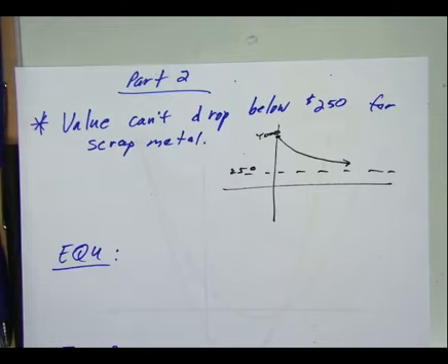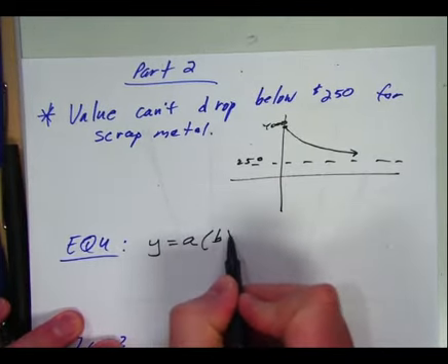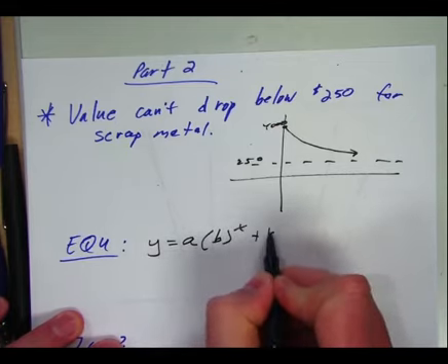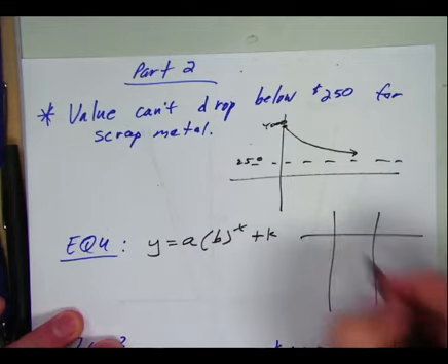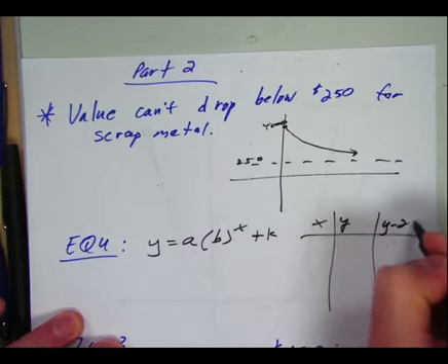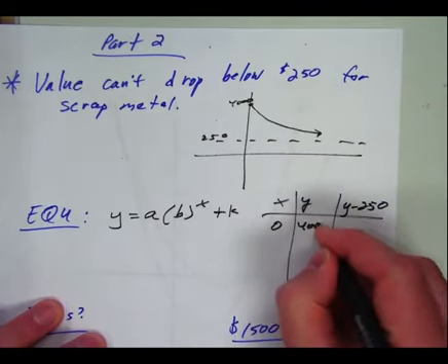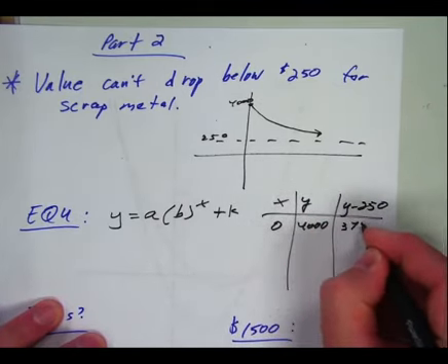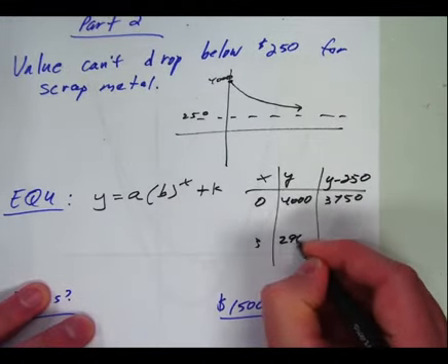If that happens, then that changes my equation because now I'm going to have y equals what it starts at, times what it goes by to the x power, but then plus some k value, and in this case 250. So the way that we solve these is with our xy table and our y minus 250 table. Now things are a little bit different because my 0 was 4,000, but if I take 250 off, it's 3,750.